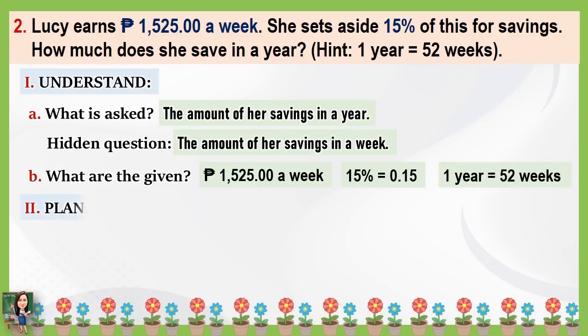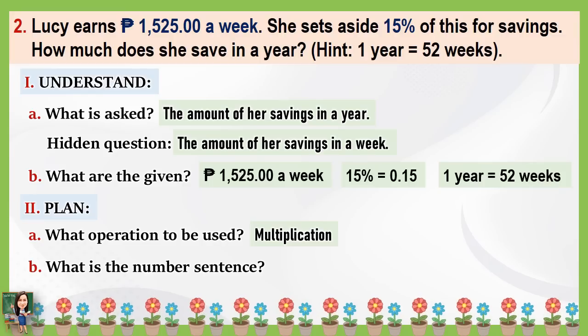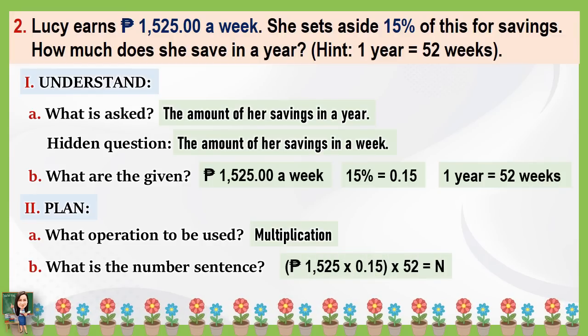Step 2. Plan. What operation to be used? The operation to be used is multiplication. And what is the number sentence? The number sentence is 1,525 pesos times 15 hundredths multiplied by 52 weeks equals n.